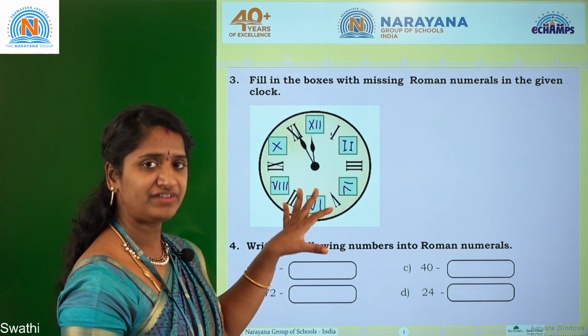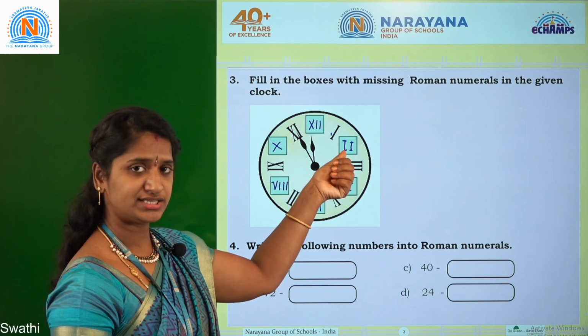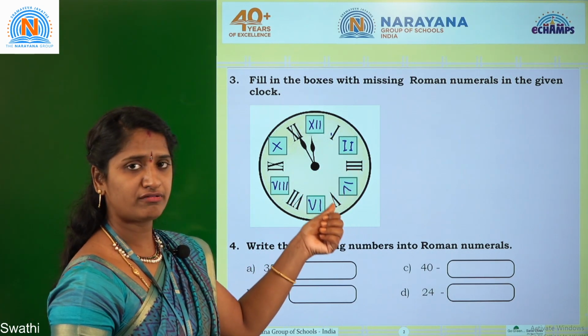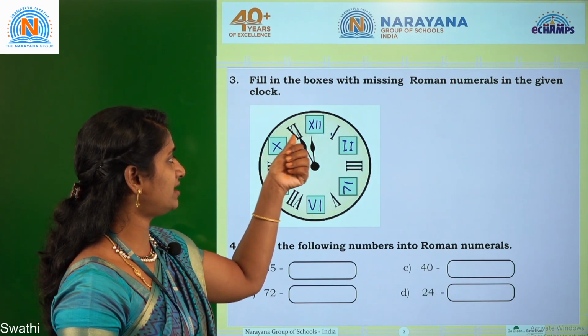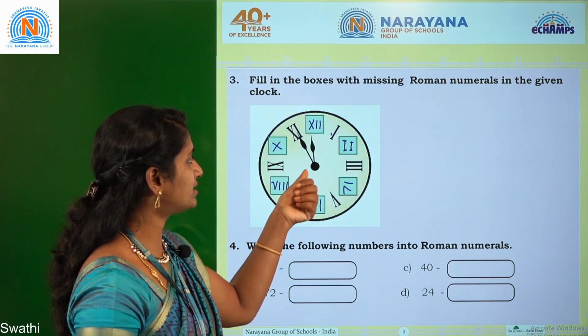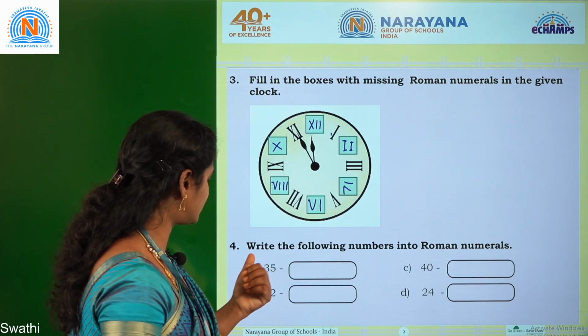So here I have filled up the clock. Now you can check 1, 2, 3, 4, 5, 6, 7, 8, 9, 10, 11, 12. Now what is the time now, children? It is 5 to 12. Okay, now next the question.